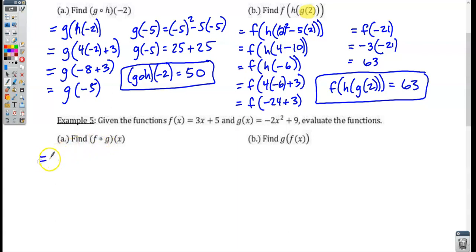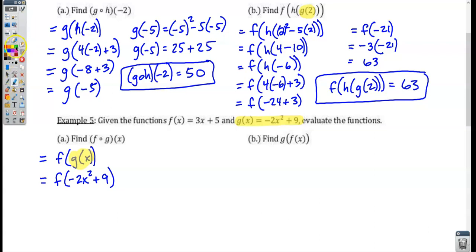Okay, first of all, we've got f circle g notation here. I'm going to rewrite this as f of g of x. And now, since I'm not finding g at a number, I'm not going to substitute a number into g. I'm just going to bring g and put it right here in these parentheses. So I'm going to replace the g of x with what it's equal to. It's equal to negative 2x squared plus 9. So this becomes f of negative 2x squared plus 9.